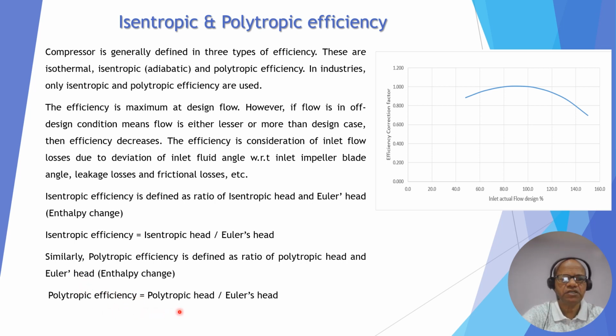So polytropic efficiency is equal to polytropic head upon isentropic head. This is a graph of efficiency correction factor versus inlet actual flow as a percentage of design. At 100% you see the factor is 1, and on this side it decreases, and on this side also it decreases to less than 1. So if the machine is operating at the design flow, the efficiency correction factor is 1, which is best. If you operate it on the higher or lower side, the efficiency correction factor will be lower, and that will impact the performance of the compressor.